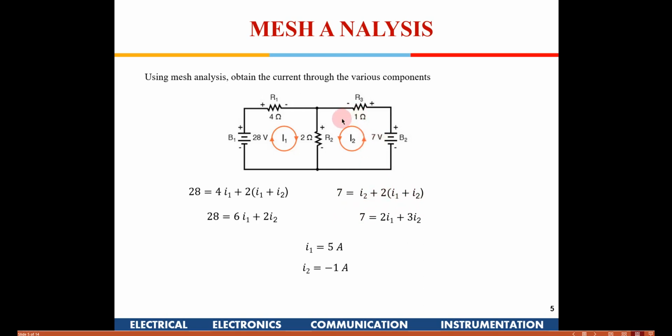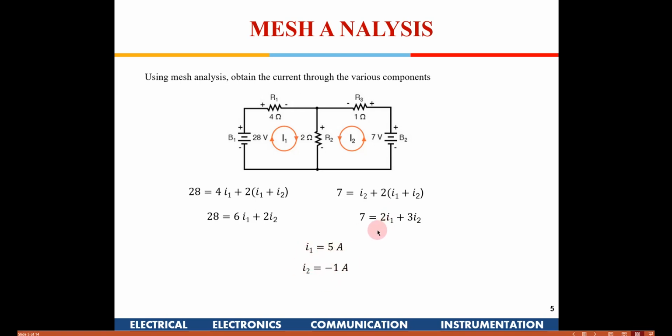Now if I go to the second mesh, again I have a 7 volt source out here, and the current going to flow through this 1 ohm is only I2, so it is going to be 1 times I2. Then in the 2 ohm, both the currents I1 and I2 are going from top to bottom, so you have 2 (I1 plus I2). You write this equation, open up the bracket, and you get 7 is equal to 2 I1 plus 3 I2. Now you have two sets of equations, and you solve them.